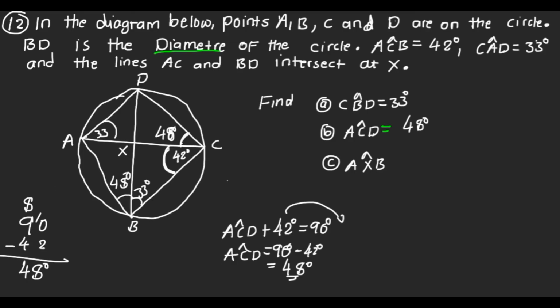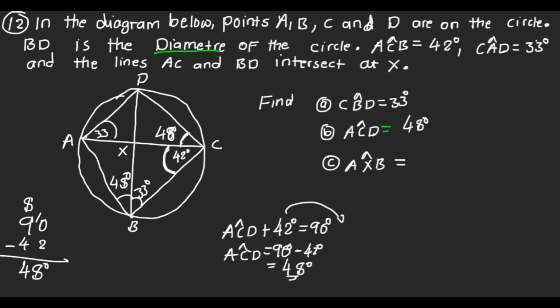Now for us to find the AXB, let's look at this angle AXB. So we are solving for this angle. Now we can see that this is a triangle, and we know that a triangle adds up to 180. So if we can find this angle here, plus this angle, minus 180, we can now get the angle of interest. So let's do that.